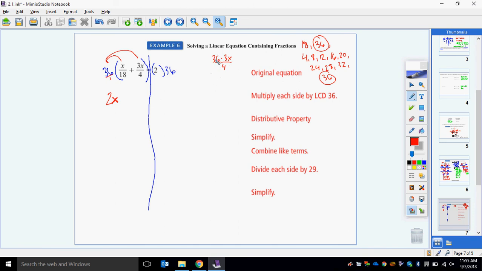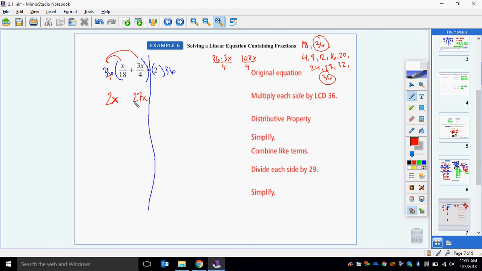Okay, so what you're doing is you're multiplying by the top number and then dividing by the bottom number. So 36 times 3 is 108. So you have 108x over 4. 108 divided by 4 is 27. So I have a 27x here.